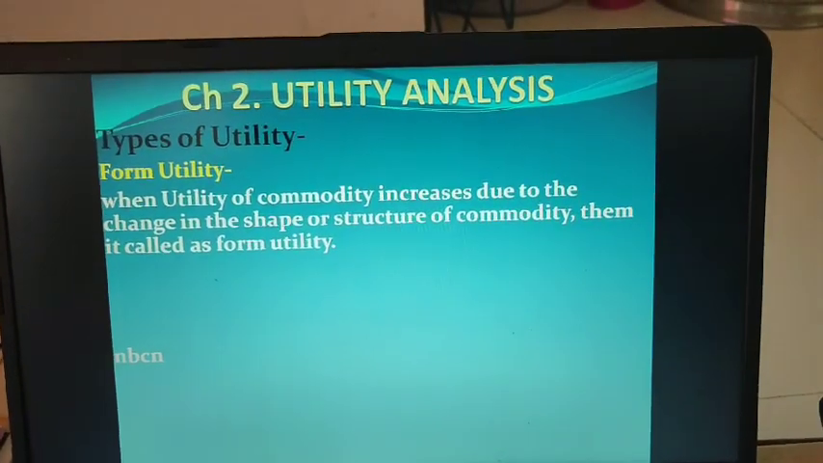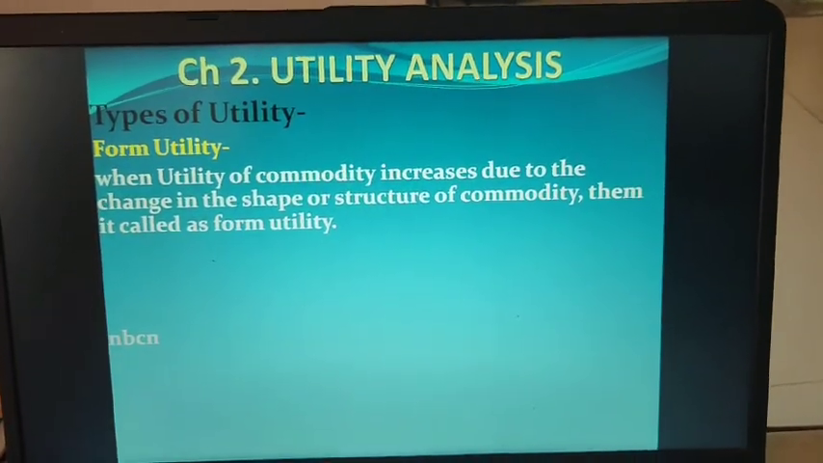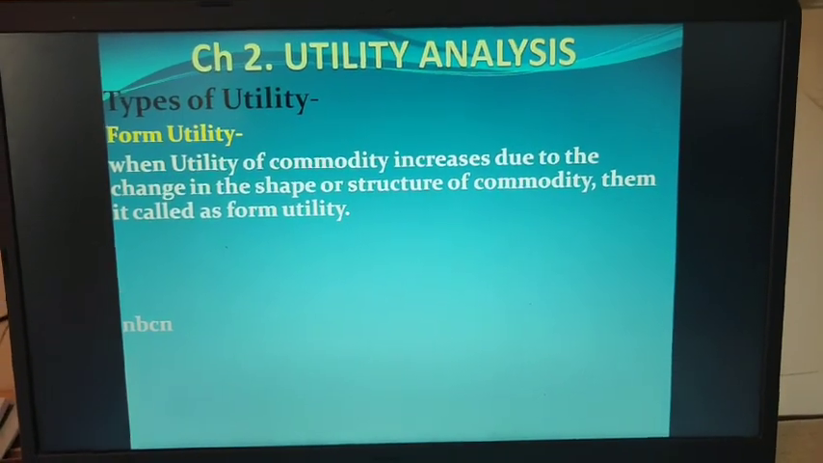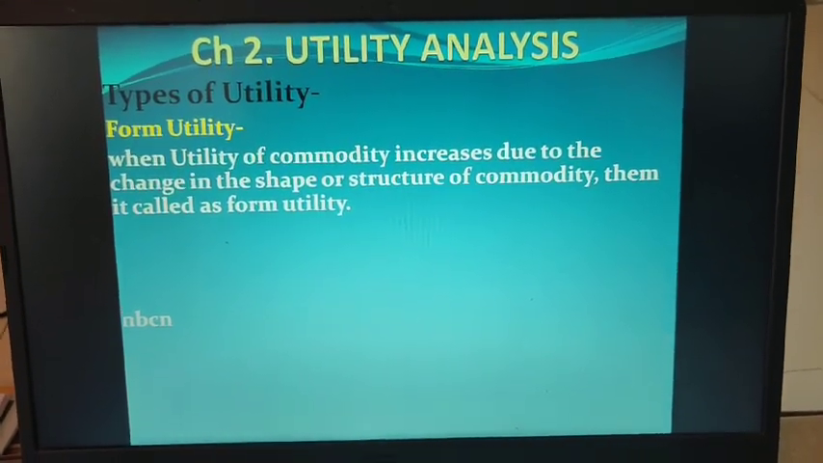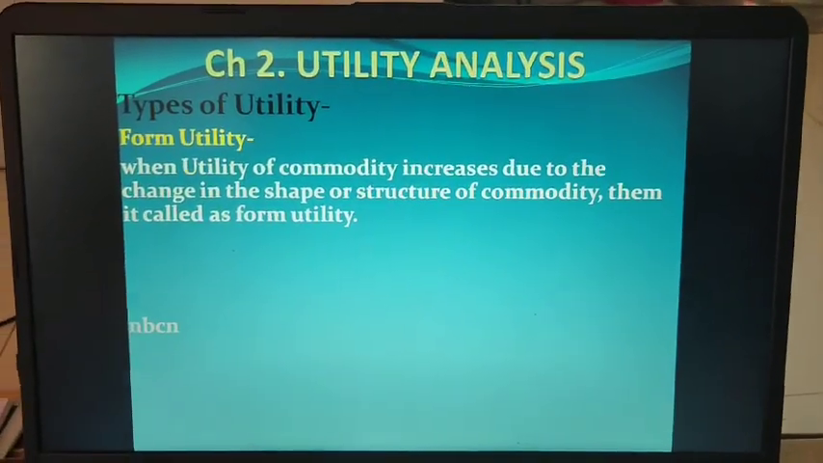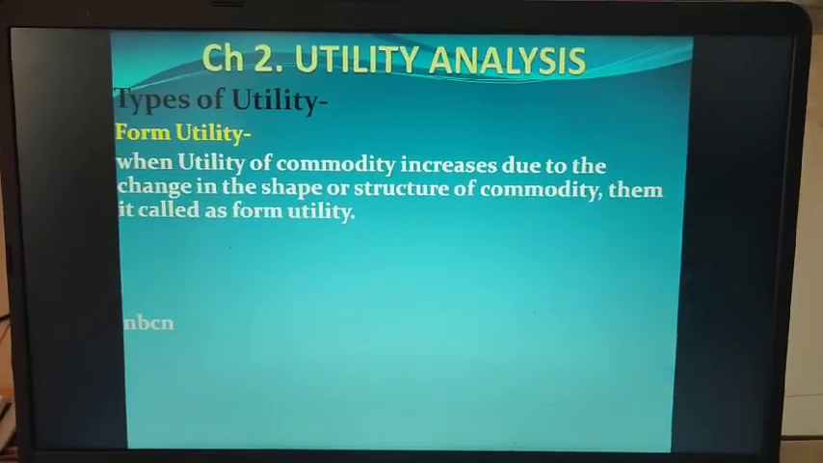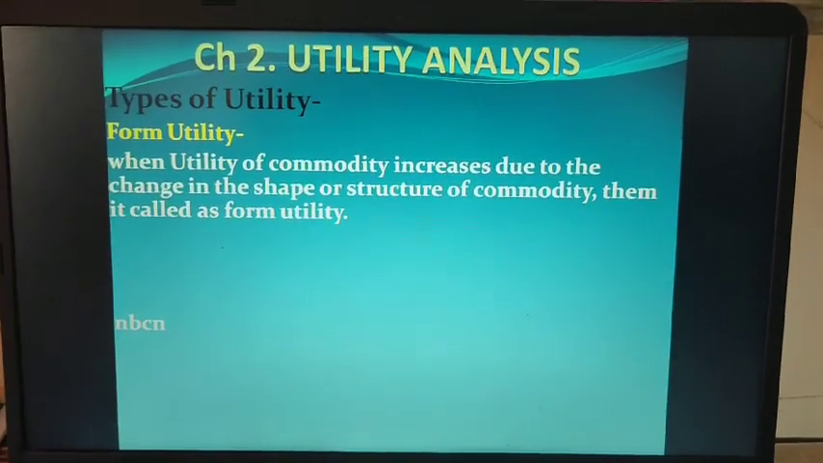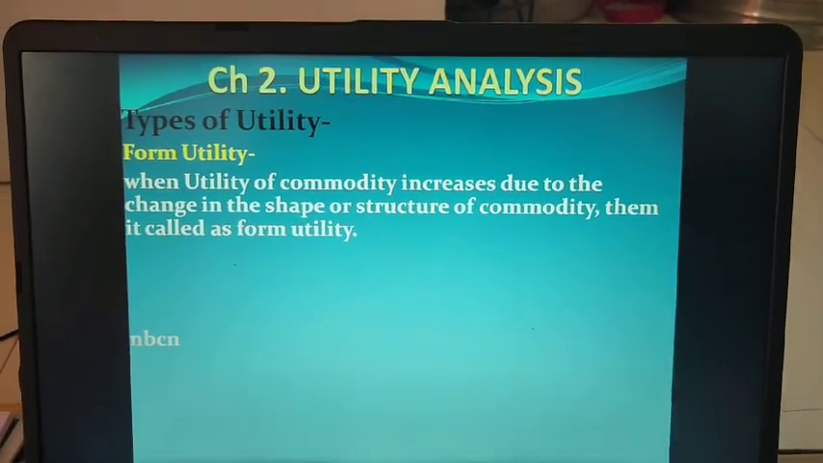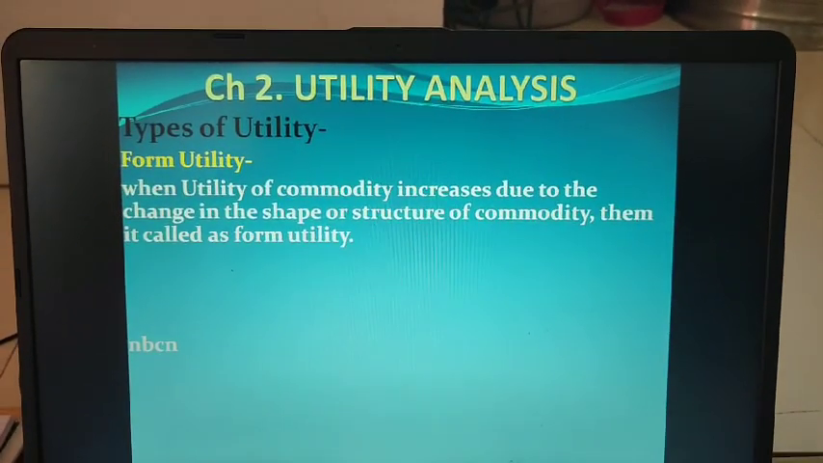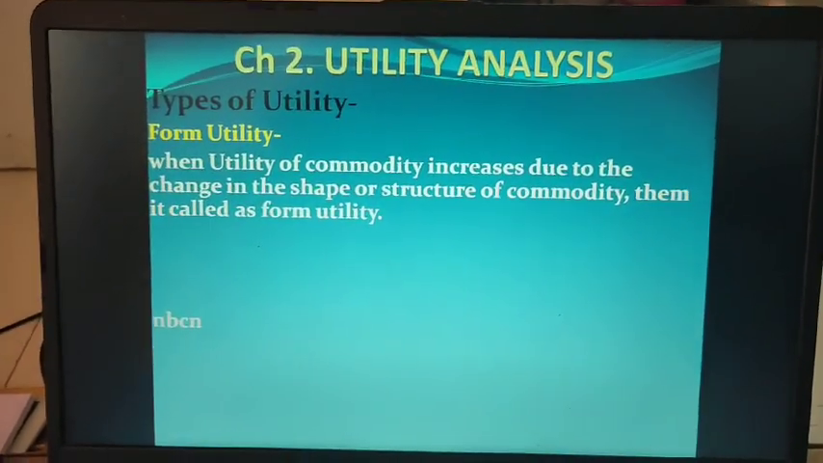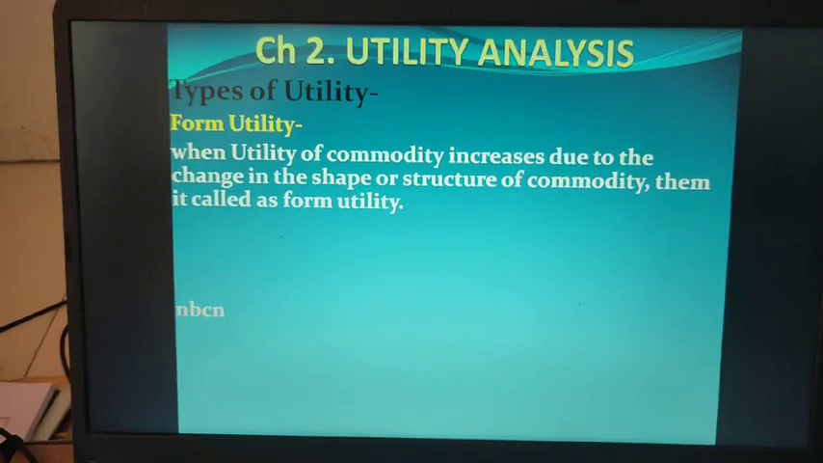First type, it is form utility. When the utility of a commodity increases due to the change in shape or structure of the commodity, then we call it form utility. Means whenever we are consuming any commodity, we get satisfaction, we get the utility out of that. But we get more utility after changing its structure, or its shape, or after making some changes. If we are getting more utility, then we call it form utility.